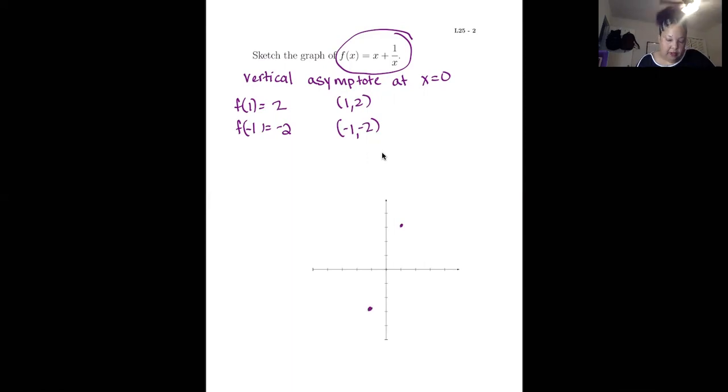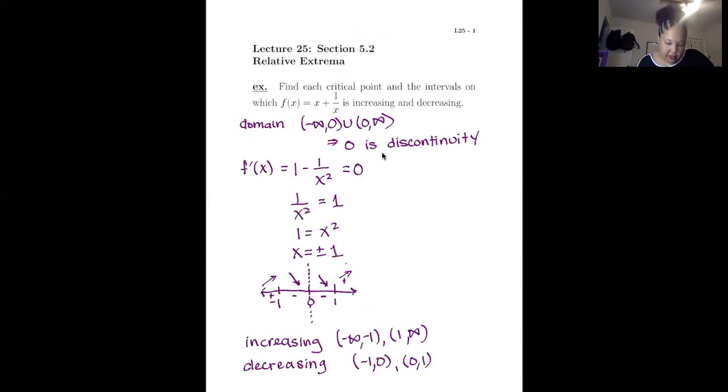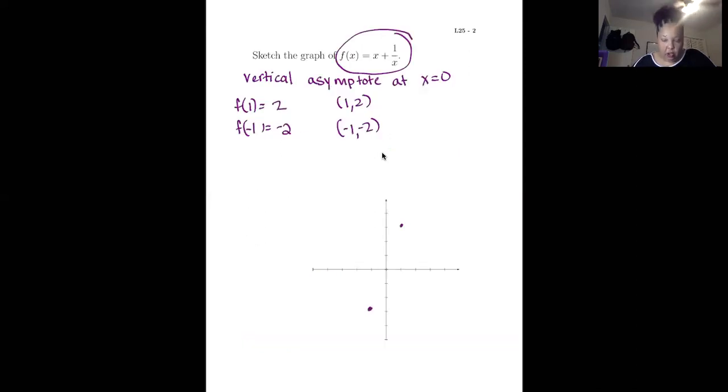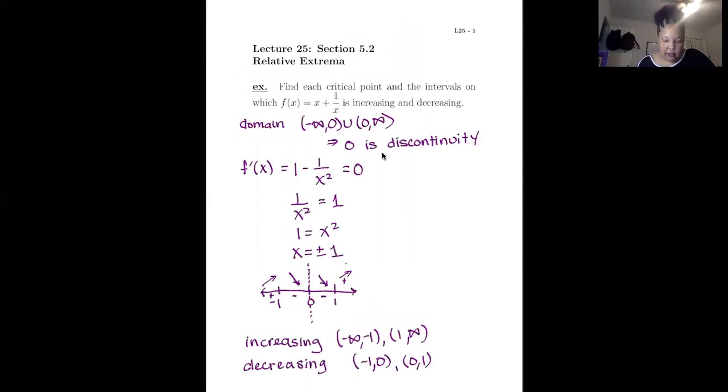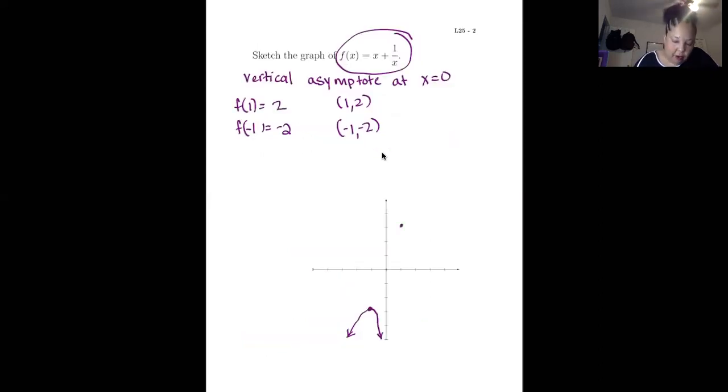All right, and we said that it is increasing to -1 and then decreasing after -1. So it's going to look something like this. And then it is decreasing until +1 and increasing after that. So I have a graph that looks something like this.